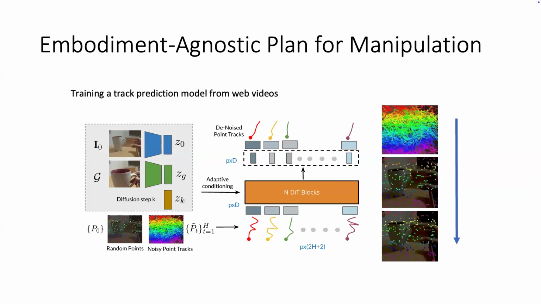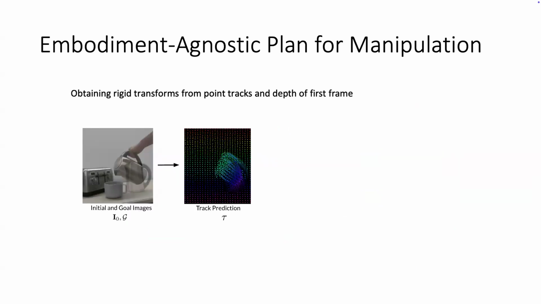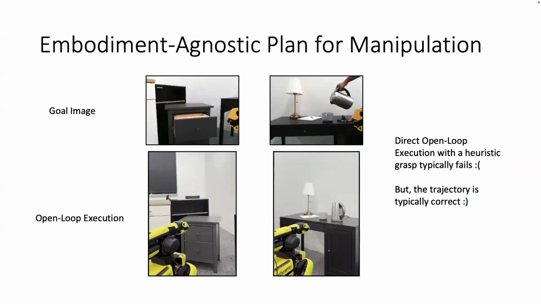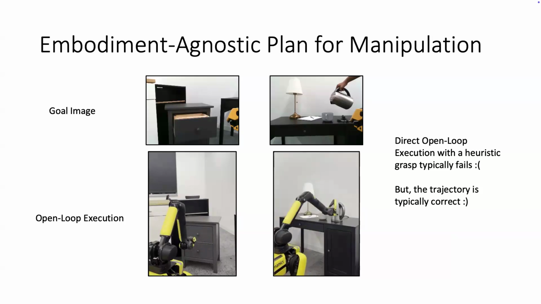And so here is how the approach looks. Given the initial image, the goal image and the noisy track points, we again use the diffusion model to predict how the track points will move when going from this initial image to the goal image. And once we have these predicted track points, we are basically going to plan with an open loop. So you can see with an open loop, even though it has to open the drawer, it misses the handle completely. Whereas with this jug, it is not able to grasp the jug and it misses the jug as well.